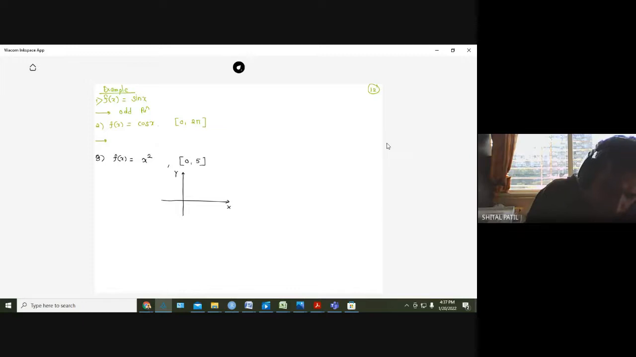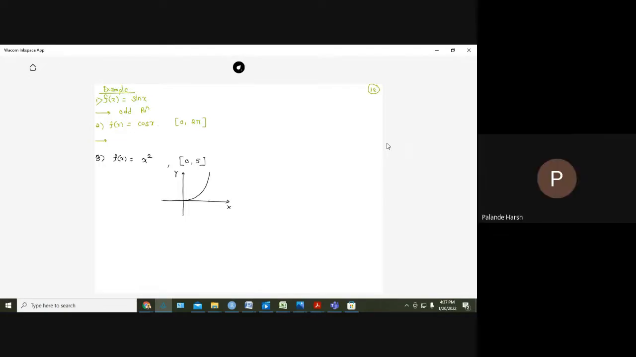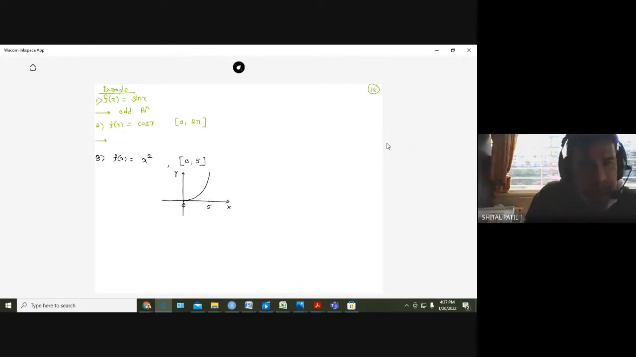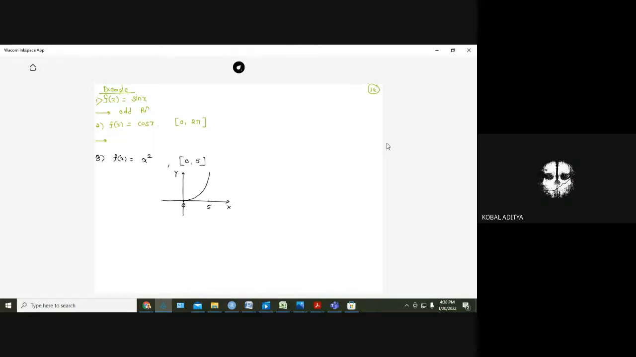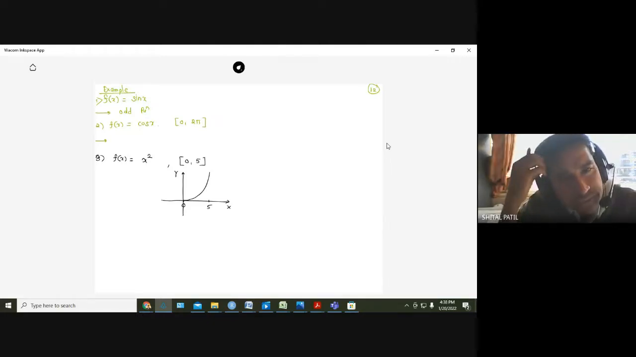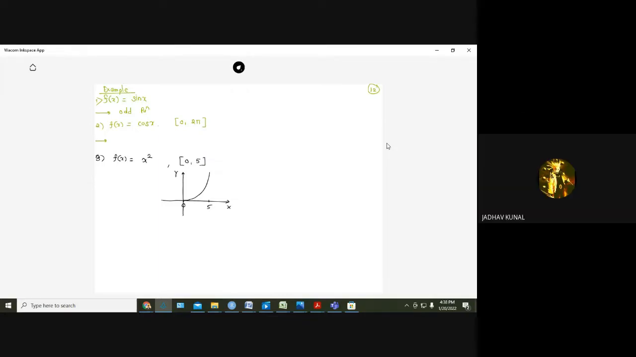So tell me what will be the graph of f of x equal to x square. That is y equal to x square. In 0 to pi it will be like this, a half upper parabola. Is the graph in the second quadrant also? No, from x equal to 0 to pi. So is it an even function? No. Why is it not an even function? It is not symmetric about the y-axis.